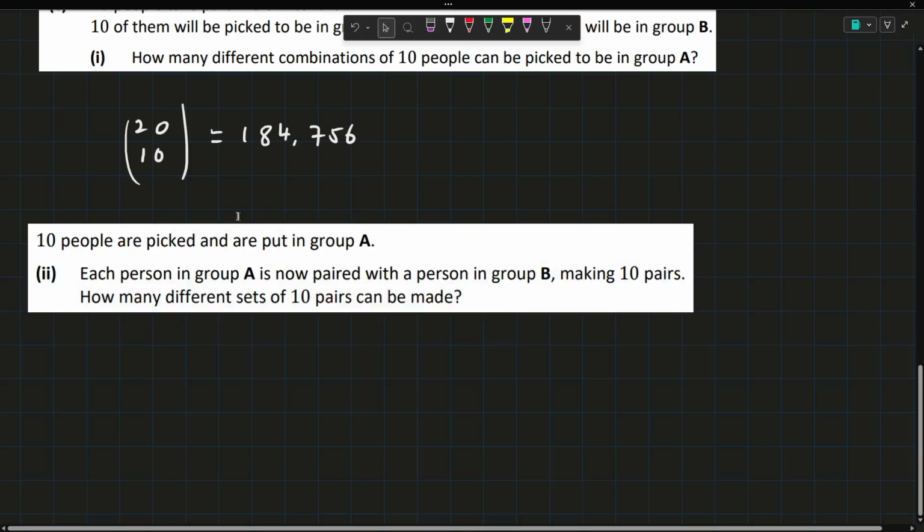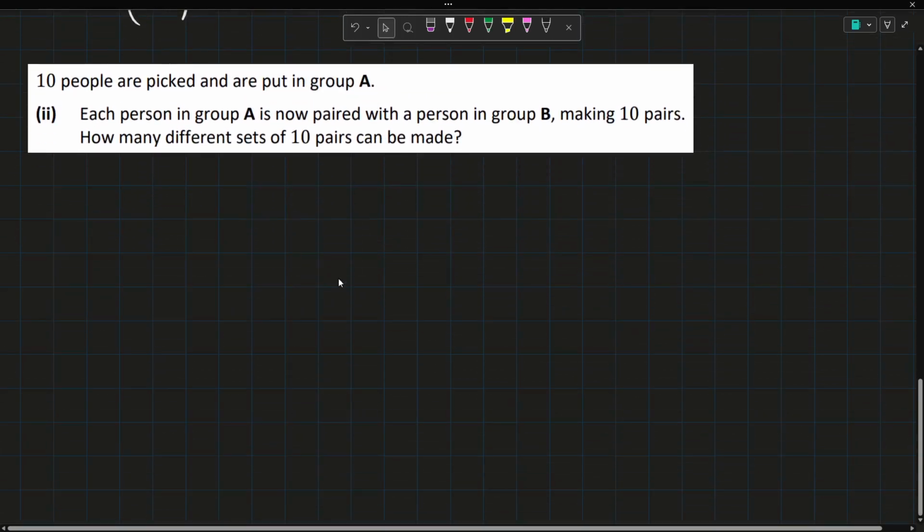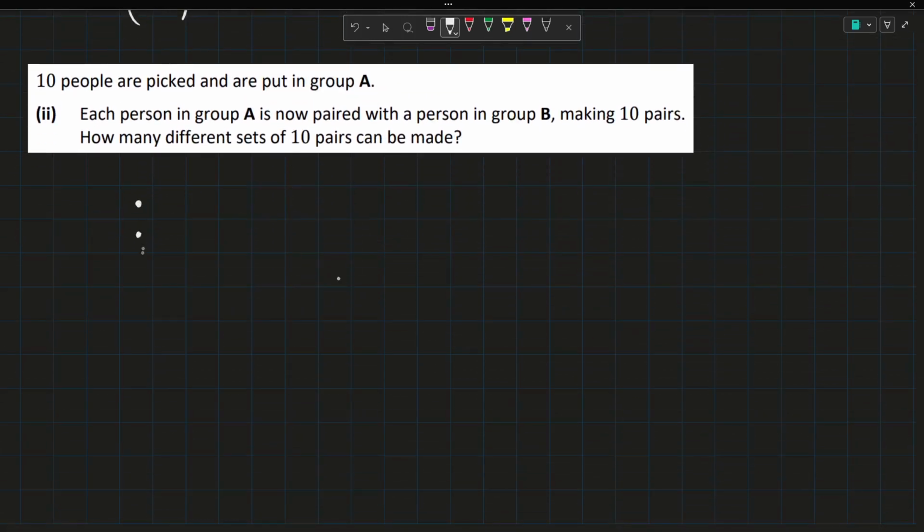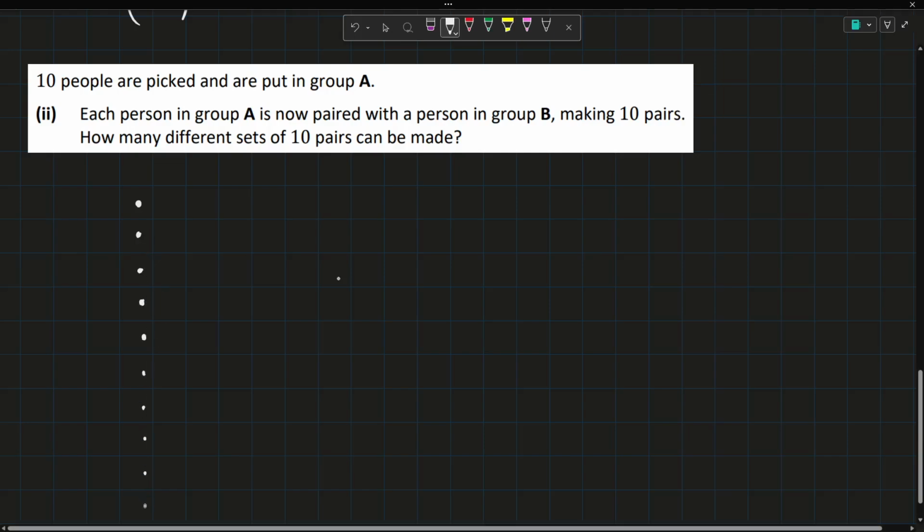This is a bit vague because we're not told, is it just one fixed group A or is it for all possible groups A? So in the marking scheme, they accepted both. I'm going to assume it's just for one fixed group A. So if we have one fixed group A, we have 10 people, which I'll just draw out like this, 5, 6, 7, 8, 9, 10.